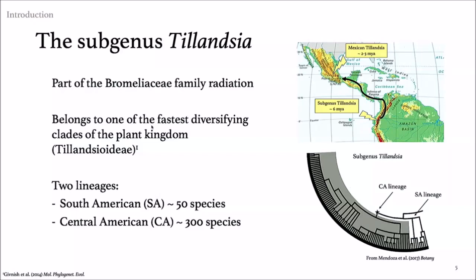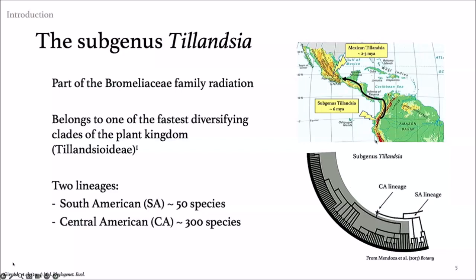And they belong to one of the fastest diversifying clades of the plant kingdom. So we recognize two lineages in the subgenus. We have the South American lineage and a Central and North American lineage, I should actually say. The South American lineage has about 50 species described. It has fewer species. The Central American lineage has about 300 described species.